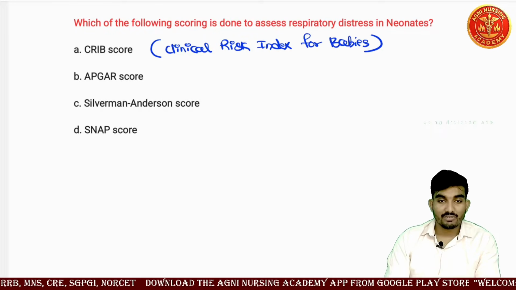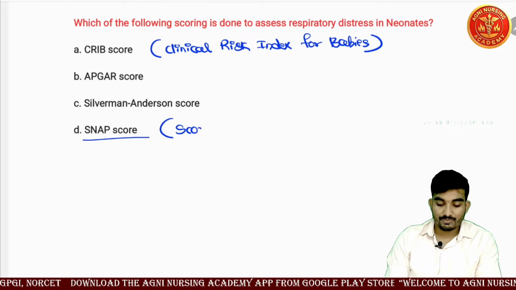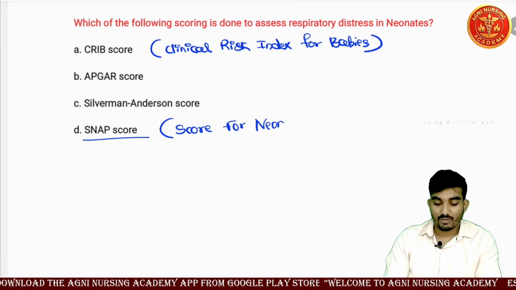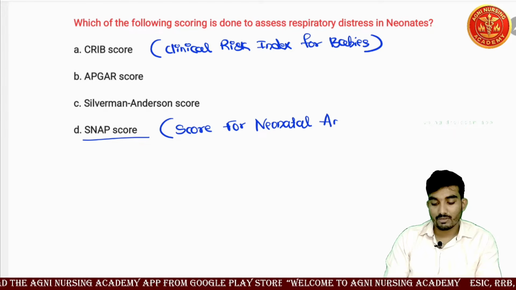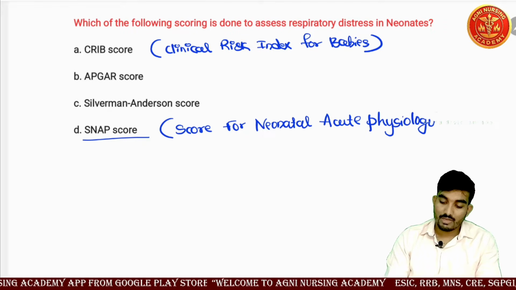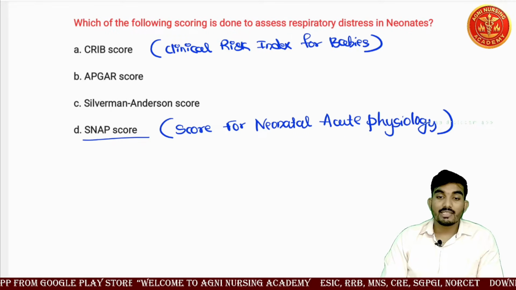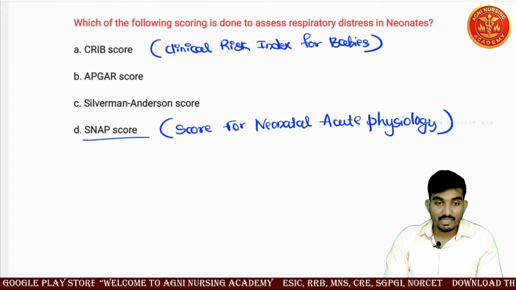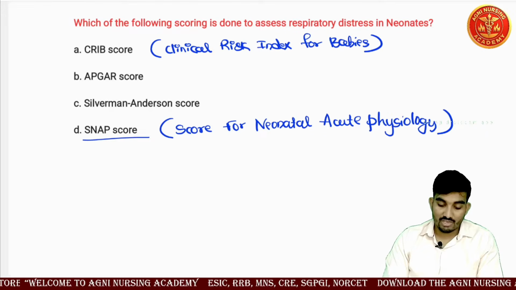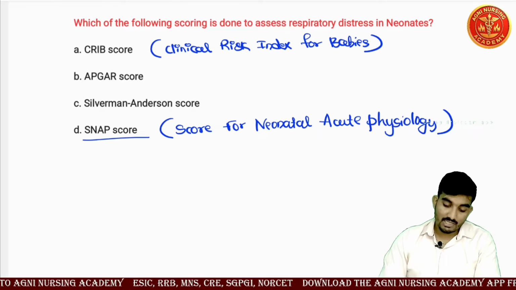The Apgar score we have already discussed in the previous MCQ, and the last one is SNAP, meaning Score for Neonatal Acute Physiology. In this score, especially for those admitted in the NICU, we'll assess the risk and severity of the illness. We assess that using the SNAP score, a score for neonatal acute physiology. And to assess respiratory distress, we'll use the Silverman-Anderson score.